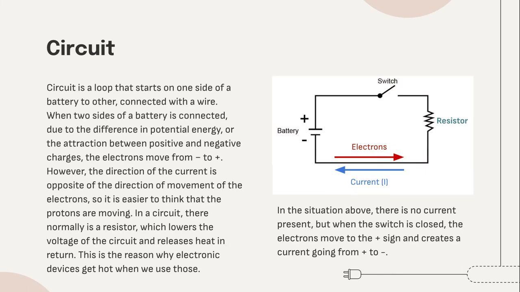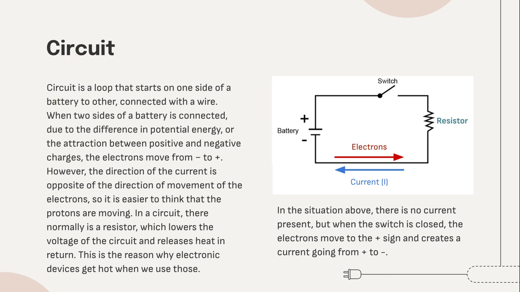However, the direction of the current is opposite of the direction of the movement of the electrons. So, it is easier to think that the protons are moving. In a circuit, there normally is a resistor which lowers the voltage of the circuit and releases heat in return. This is the reason why electronic devices get hot when we use them.